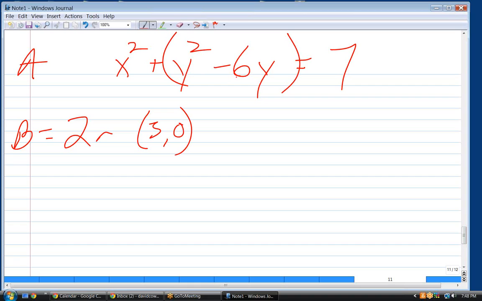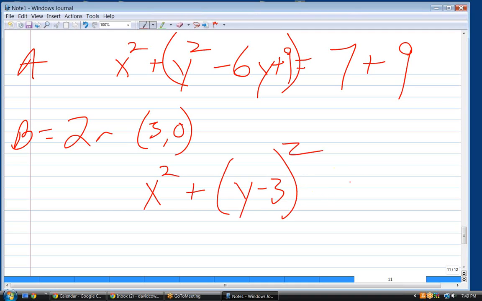In other words, if I put parentheses around the y terms, I can complete the square, and then I can put it into x squared plus (y minus k) quantity squared equals some number, and I'll know the radius of the circle. So would it be x squared plus y squared minus 6y plus 9 equals 7 plus 9? Yes. So now the equation of that circle is x squared plus the quantity (y minus 3) squared. That's why we completed the square, so we could write it like this.